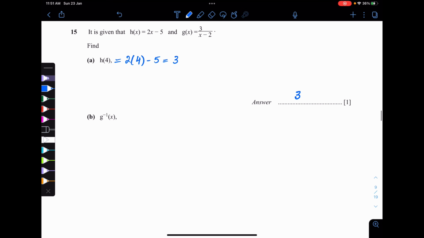The second part requires g inverse of x. Now, for the questions where you have more than one function, be careful which function the question is referring to. Many students do mix up in exam pressure, so be careful with that. Now, for g inverse of x, the first step is to replace g inverse of x with y. So it would leave us with y equal to 3 over x minus 2. Now, over here, students start getting confused because there's a lot of terms. A very simple step is just to cross multiply this. So y times x minus 2 is equal to 3.